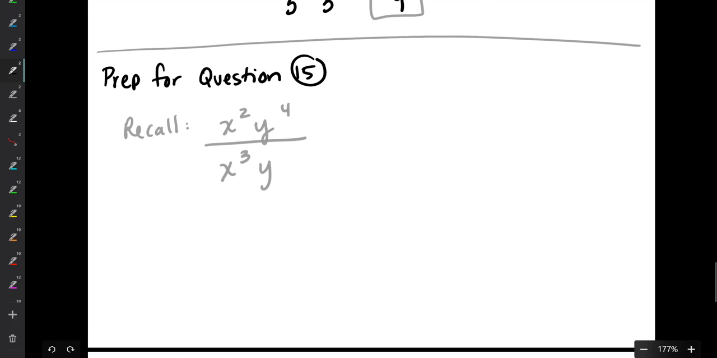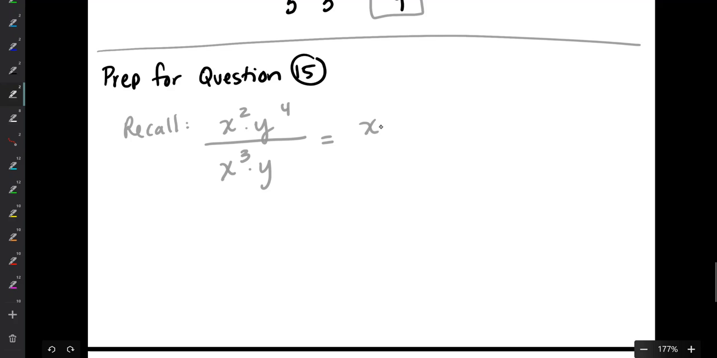In preparation for question 15, what if we had this problem? x squared times y to the fourth divided by x cubed times y. The only difference between this problem and problem 15 is that these numbers up here are fractions.